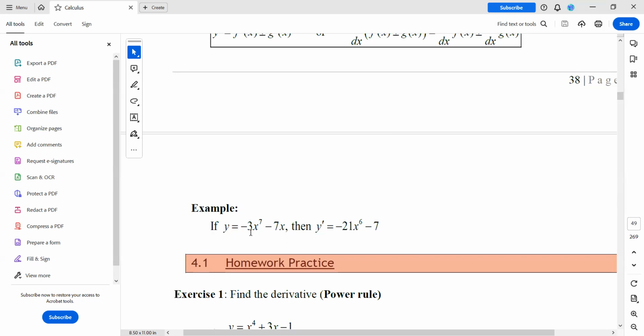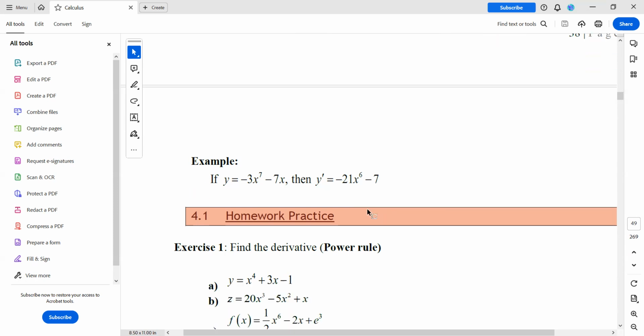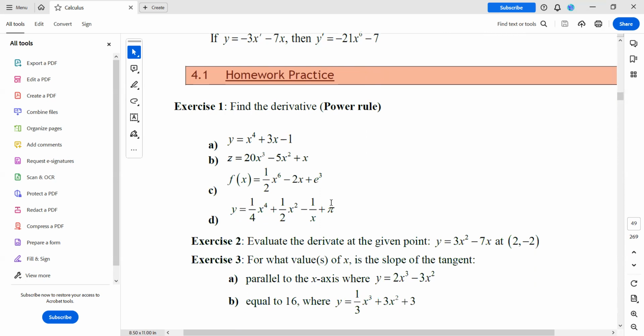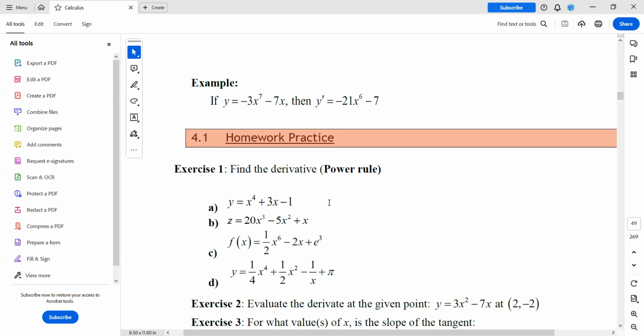So let's take a look at this as an example. If y is equal to minus 3x raised to power 7 minus 7x, then the differential of y is going to be what? You basically do 7 times minus 3, which gives you minus 21, and 7 minus 1 gives you 6, so minus 21x raised to power 6, minus the differential of 7x, which gives me 7. So that's why I have 7 here. That's basically what the power rule is all about.